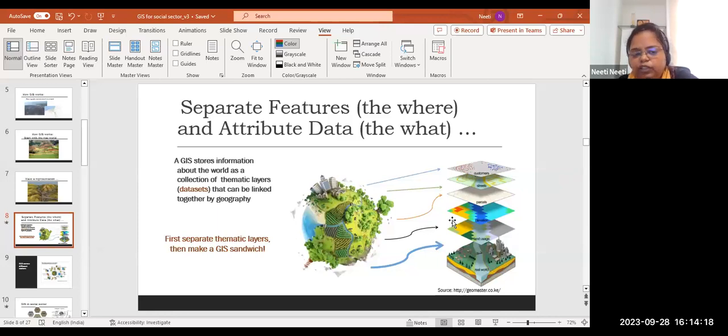Now, GIS is all about making a sandwich. We can combine all these layers together depending on what our objective is, what we are trying to address, and to answer those questions.